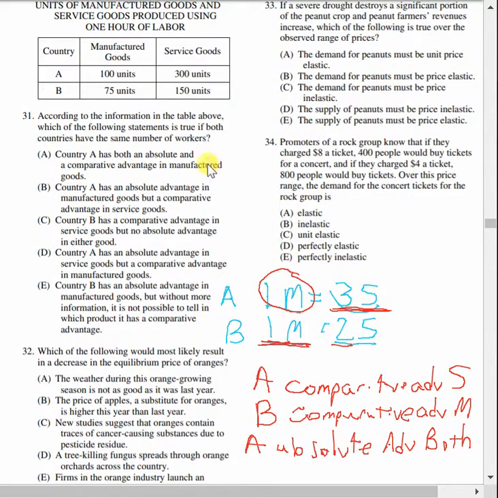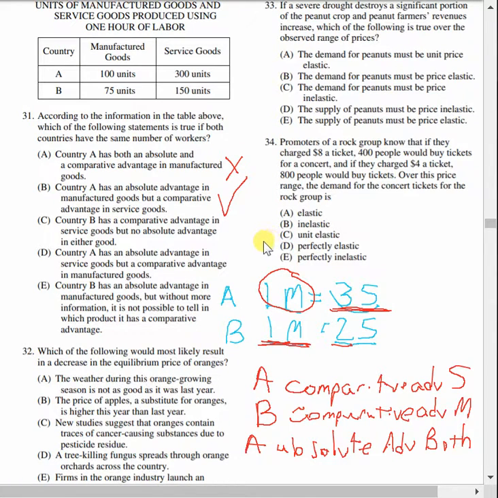Country A has both an absolute and a comparative advantage in manufactured goods. That's not right because B has the comparative advantage in manufactured goods. Country A has an absolute advantage in manufactured goods, but a comparative advantage in service goods. See, that's exactly what we described, that country A has an absolute advantage in manufactured and service goods, but it also has a comparative advantage in service goods. So that would be a correct choice. Let's take a look at the other ones just to make sure.